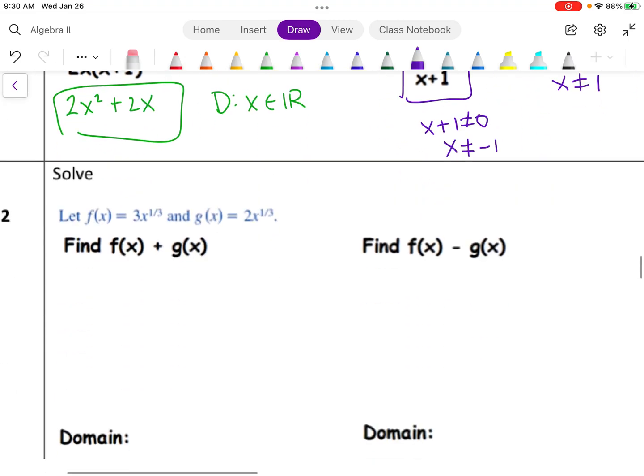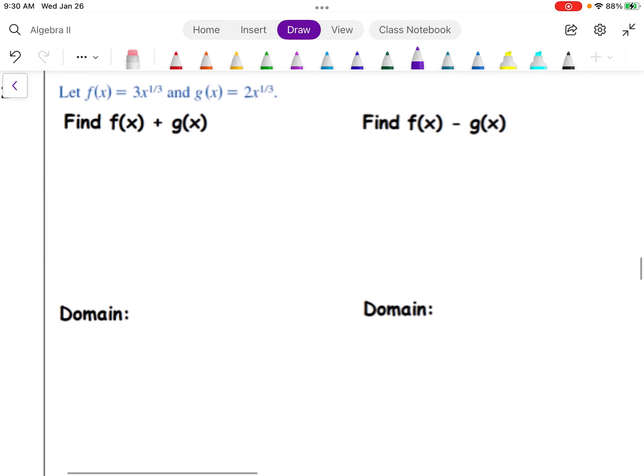So let's go on and we'll solve a couple more. These next ones are using our function notation. f of x is 3 times x to the 1/3 power, and g of x is 2 times x to the 1/3 power. So now we have to think about our exponent rules. So if we want to find f of x plus g of x, well, I'm going to start by writing them down. f of x is 3 times x to the 1/3 plus g of x, which is 2 times x to the 1/3.